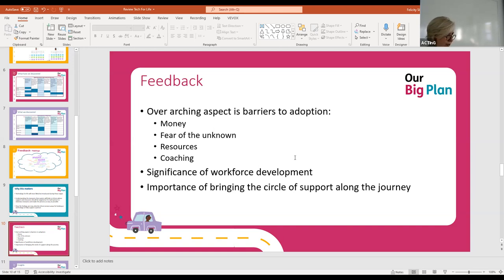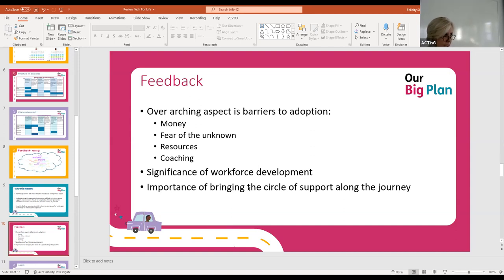Fear of the unknown, just not knowing what you don't know, is kind of a little bit scary, particularly for somebody with a learning disability. What resources would they have? What coaching would they have? There was a high significance in all the conversations about workforce development and the importance of bringing the circle of support that surround a person along the journey with us rather than working against them.